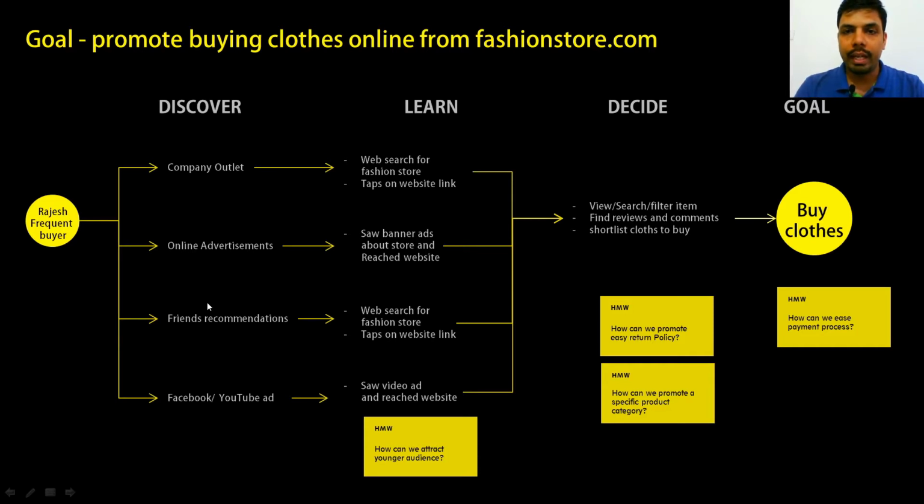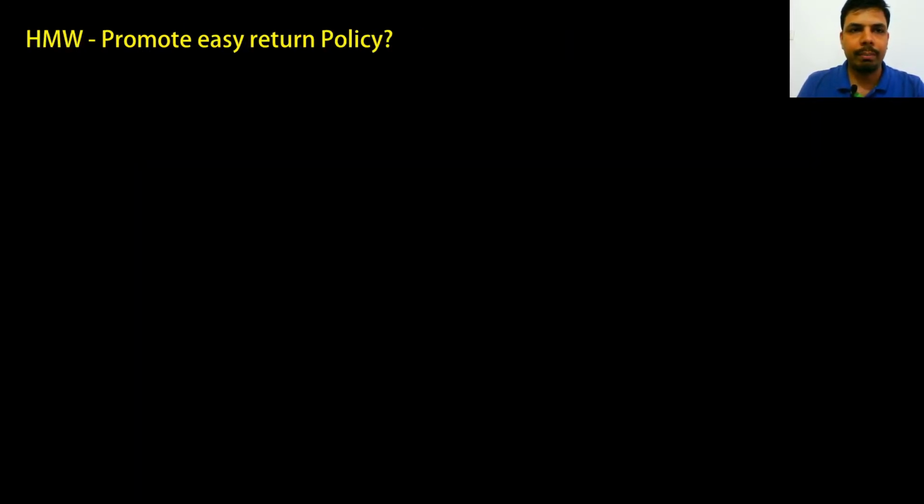But you have to take one at a time and see how you can solve that particular problem, just so that you will be able to dive deeper and find those solutions. So in this case, how might we promote the easy return policy? Let's take that as an example and draw one more user journey map.